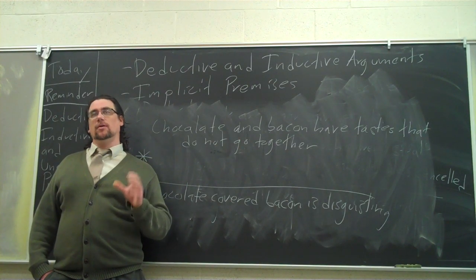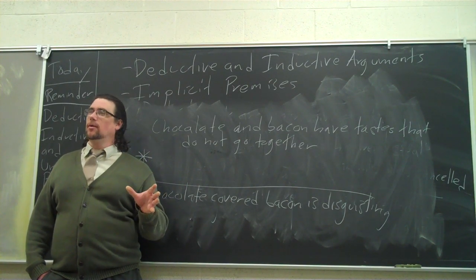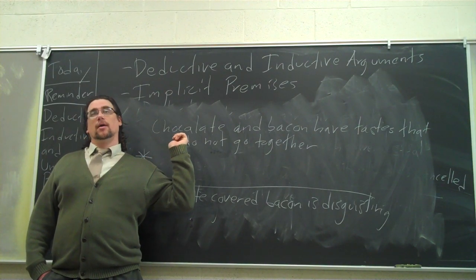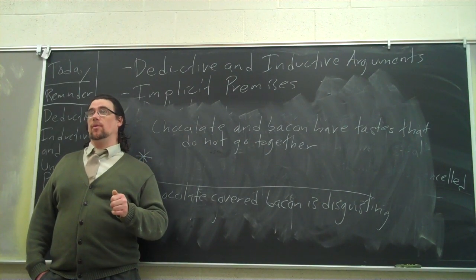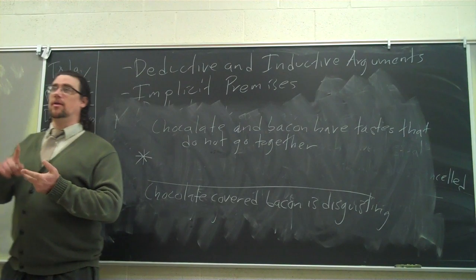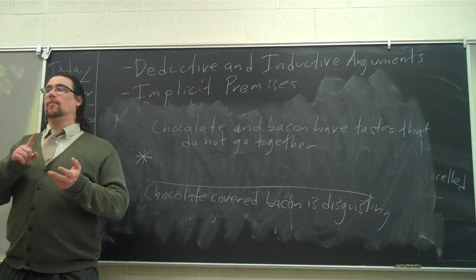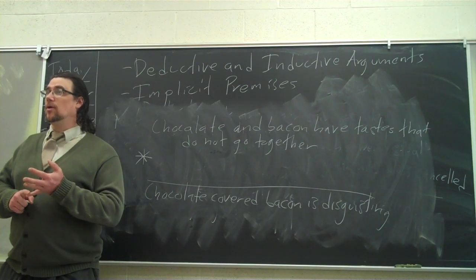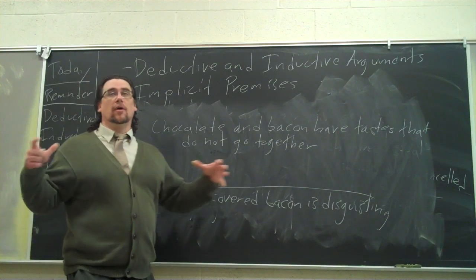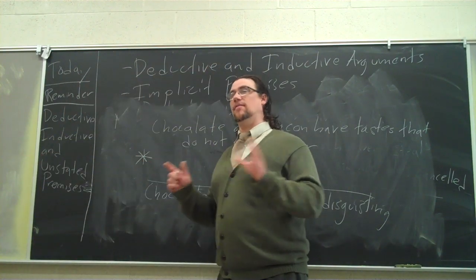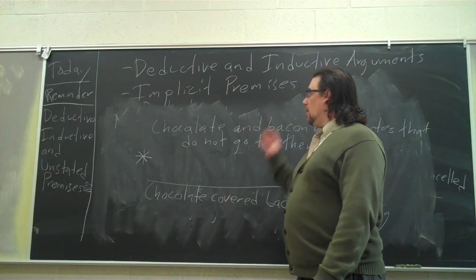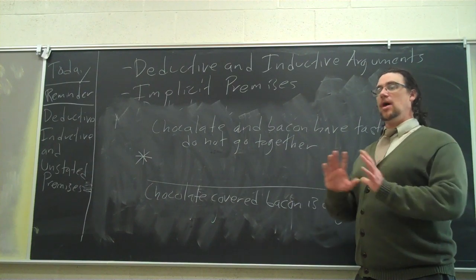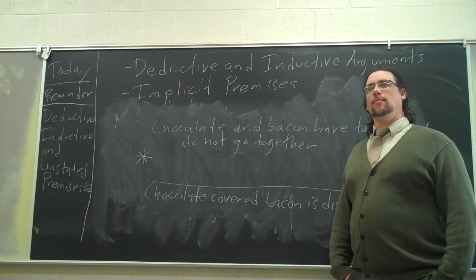And what you want to associate with inductive is strong or weak, and then general rule, right? An implicit premise for an inductive argument is probably going to be a general rule. For a deductive argument, valid, invalid, sound or unsound, whether the premises are true or not, and you're supplying a universal rule: all, no, something that applies across the board. A universal rule doesn't have any exceptions. So if we say, all things whose tastes don't go together are disgusting, that's a universal rule. You're not leaving room for any exceptions. Does that help?